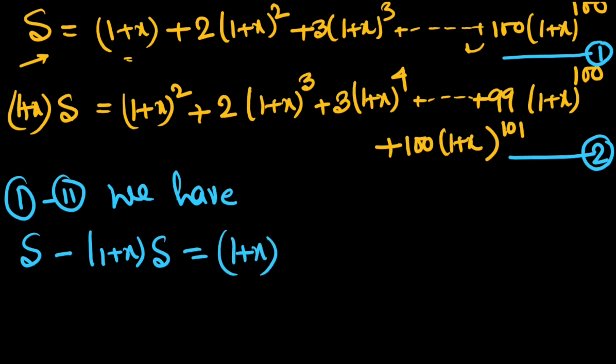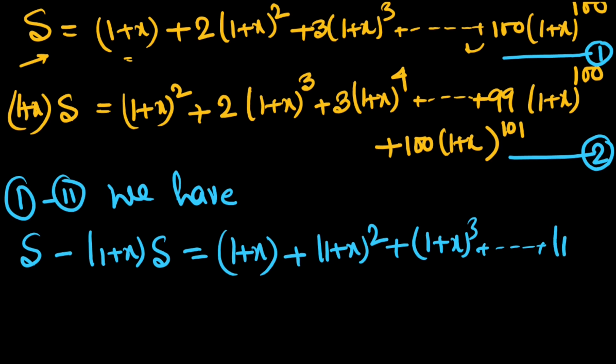We subtract this from this, so 2 minus 1 is 1. This is (1 plus x) whole square. 3 minus 2 is 1. Then the third term is (1 plus x) cube, up to this minus this, which is (1 plus x) to the power 100, and the last term is minus 100 (1 plus x) power 101.